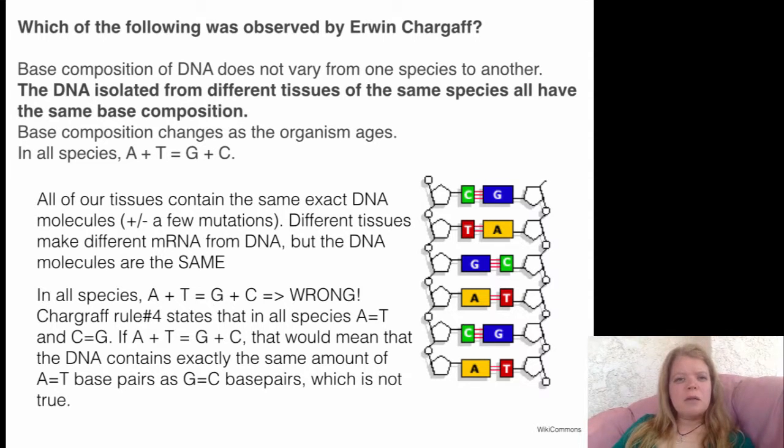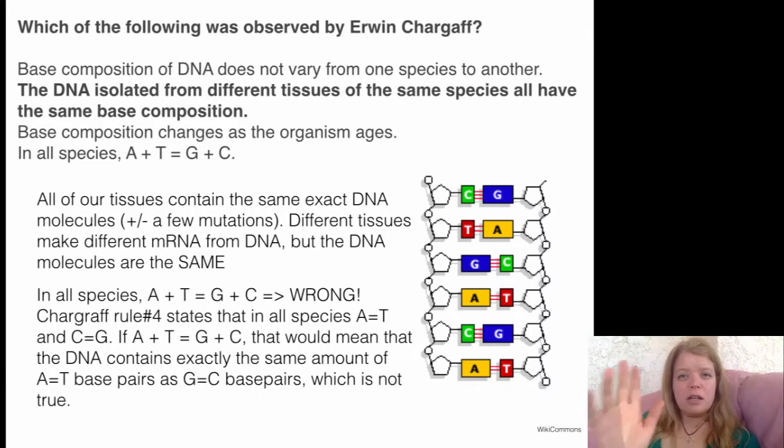The next question I think people got wrong because they either hurried up or really did not understand the Chargaff rules, or were afraid of equations. I don't know. It was weird. The question is, which of the following was observed by Erwin Chargaff? Remember, that was the guy before Watson and Crick who carefully measured the amounts of adenines, Ts, Gs, and Cs in different tissues and different organisms, in the same organism over its life, etc., and came up with the four Chargaff rules.